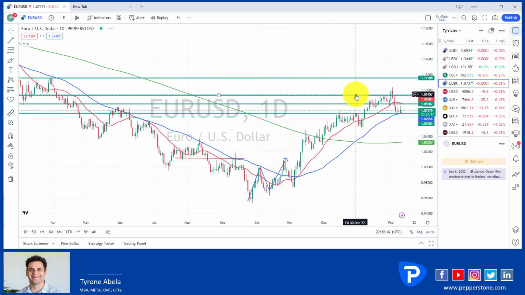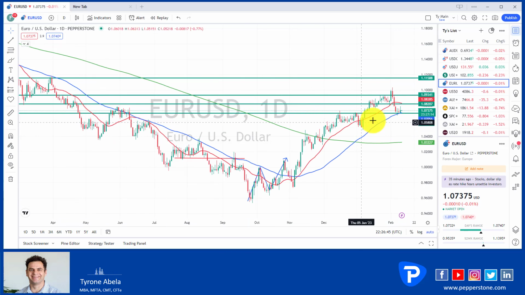We'll move over to the euro now. And you can see here it landed on the support level that we expected it to do.